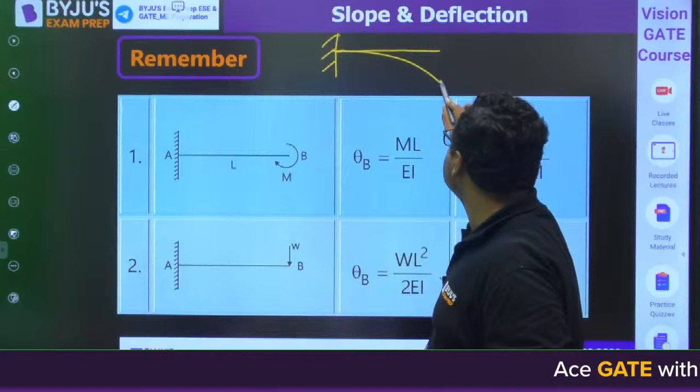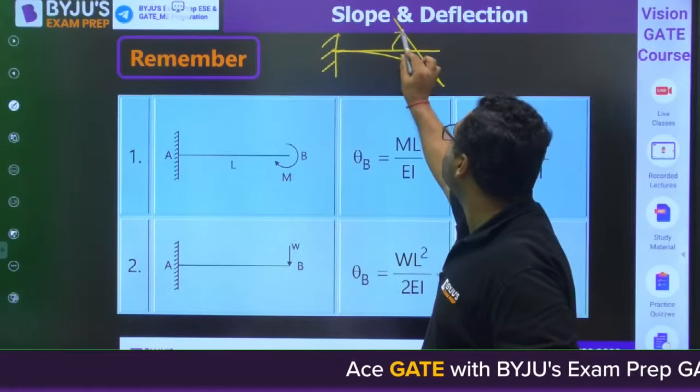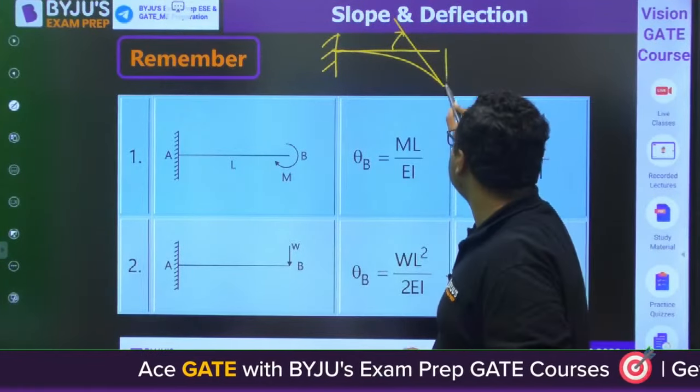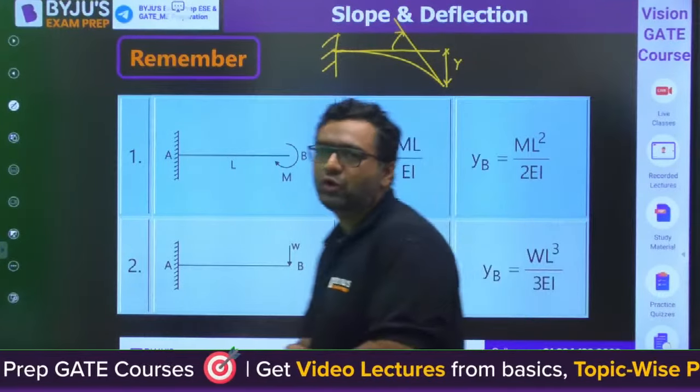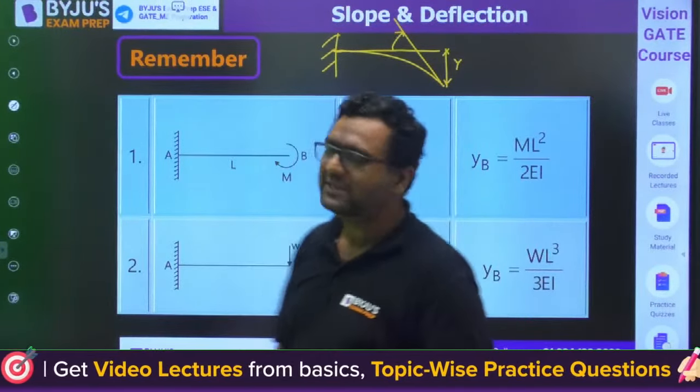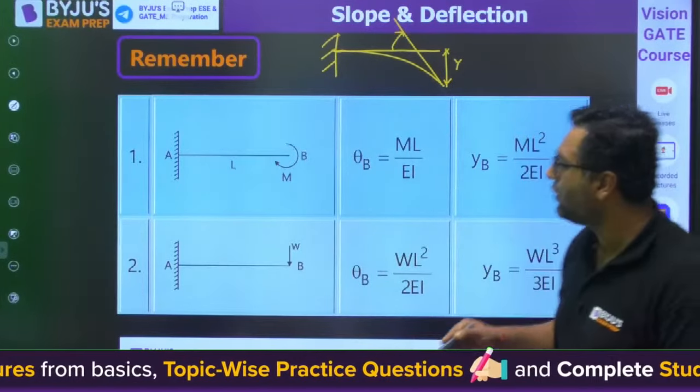So this angular deviation is said to be slope. This lateral deviation is said to be deflection. So as you have said, sir, don't go for very basic things as it is a revision session. So you can see some of the formulas.